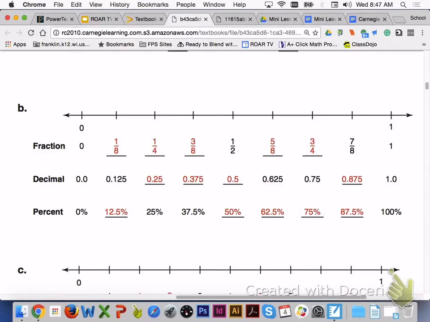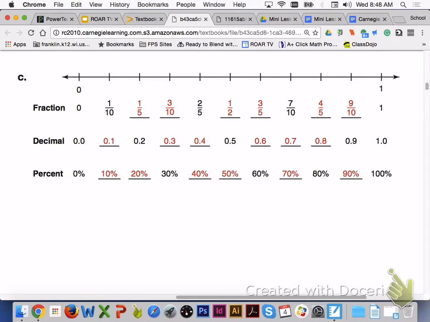For letter B, your missing fractions are 1/8, 1/4, 3/8, 5/8, and 3/4. Your missing decimals are 25 hundredths, 375 thousandths, 5/10ths, and 875 thousandths. And your missing percents are 12 5/10%, 50%, 62.5%, 75%, and 87.5%.